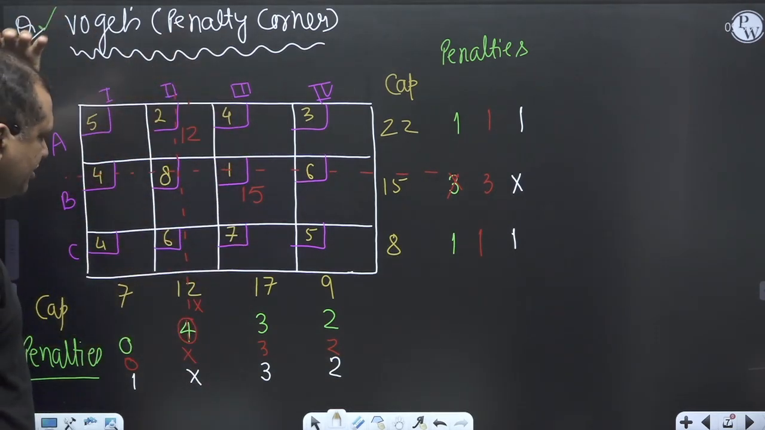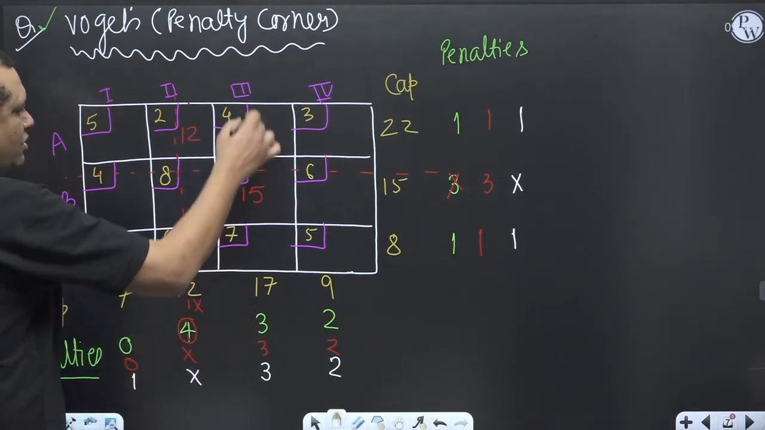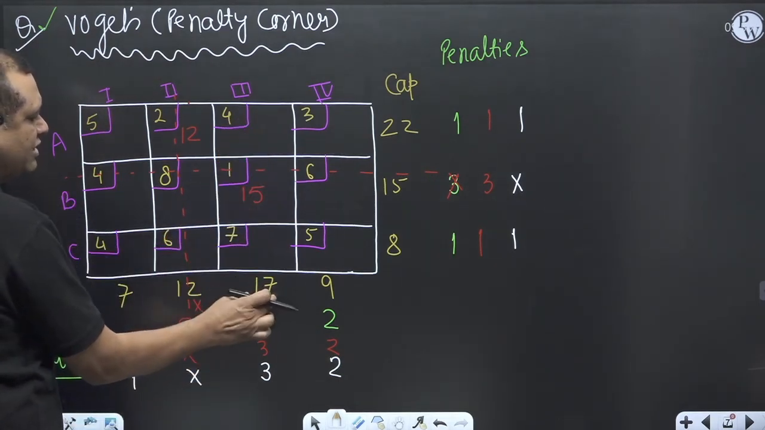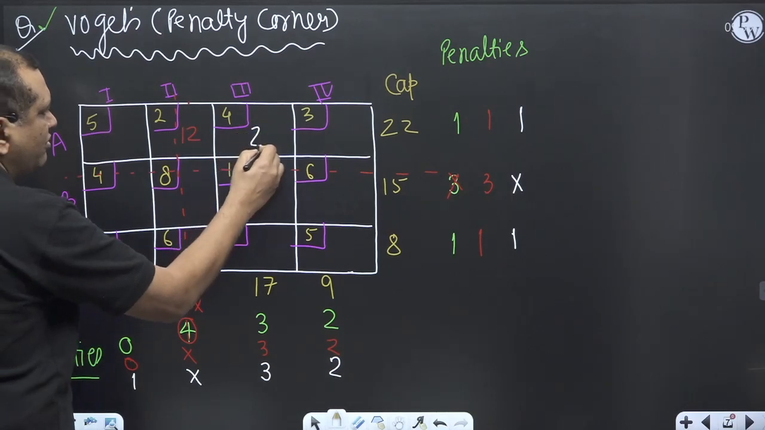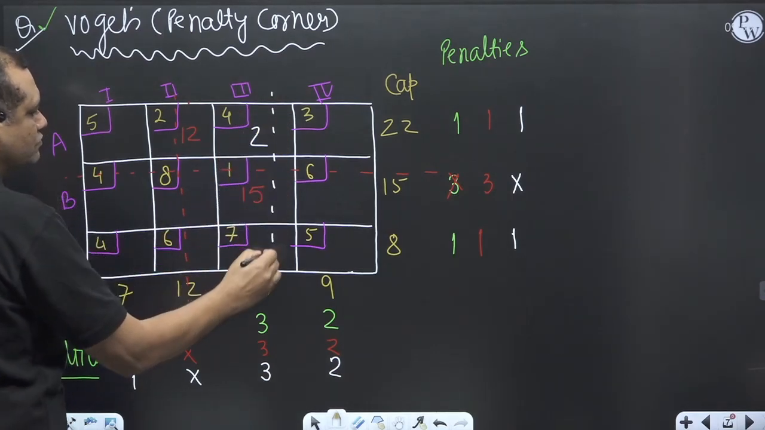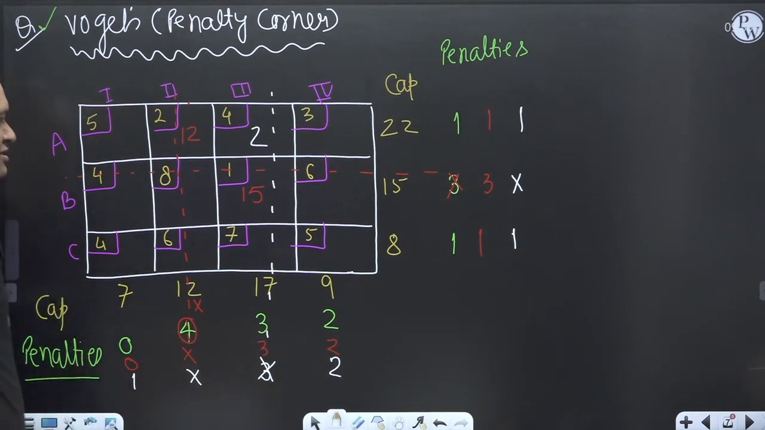Allocate as much as you can. Only 2 is left. 15 is already allocated. 17 is capacity. Only 2 you can allocate. This is also cancelled.